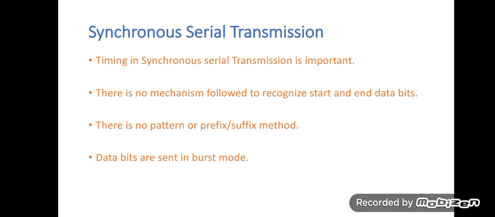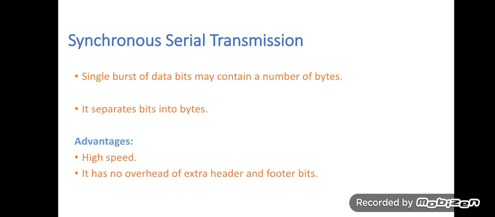Data bits are sent in burst mode. In synchronous serial transmission, data bits are sent in burst mode without maintaining a gap between bytes. A single burst of data bits may contain a number of bytes, because timing is very important in synchronous serial transmission. It separates bits into bytes so that the receiver easily recognizes the data bits.